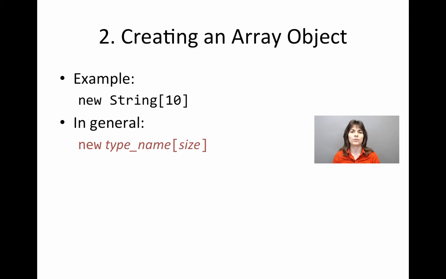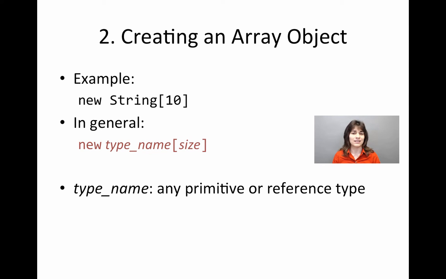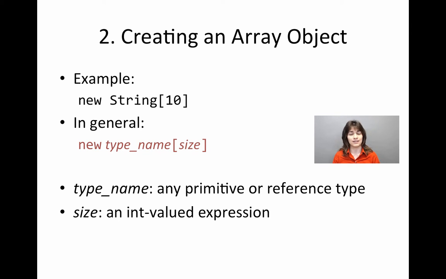Here comes a point where we were saying that arrays as a data structure are static. Upon the creation of the array, we need to tell how many elements we want that array to have. We cannot dynamically change the size of the array later. Again, the type name can be any primitive or reference type. The size is just an expression that is evaluated into an int.